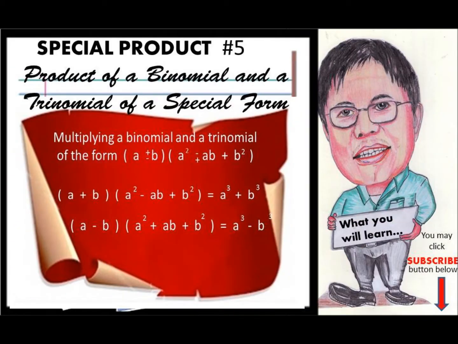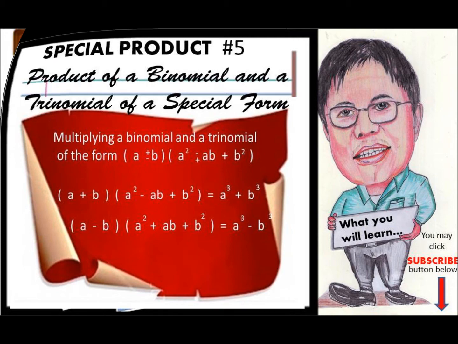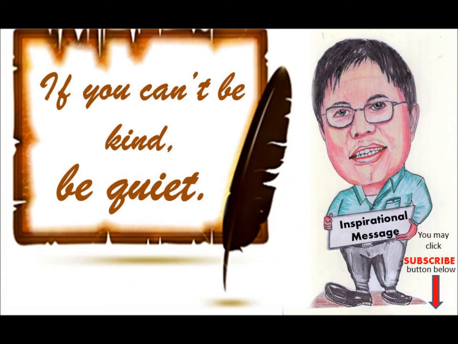We are now on the special product number 5. What you will learn today? Multiplying a binomial and a trinomial of the form a plus or minus b times a squared minus or plus ab plus b squared.